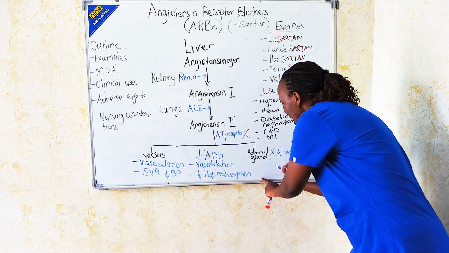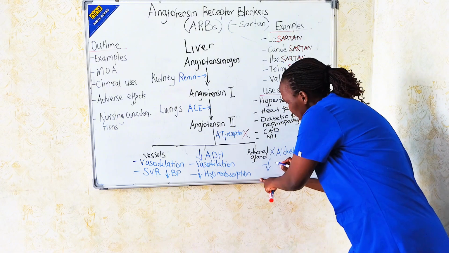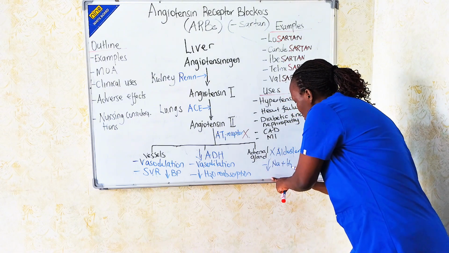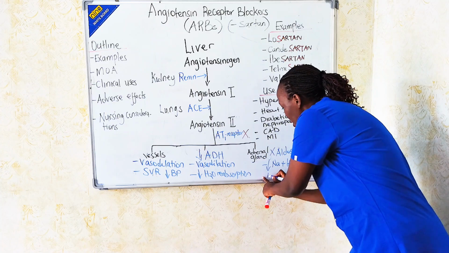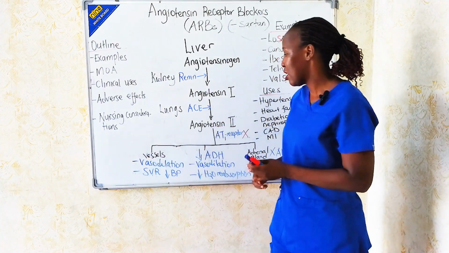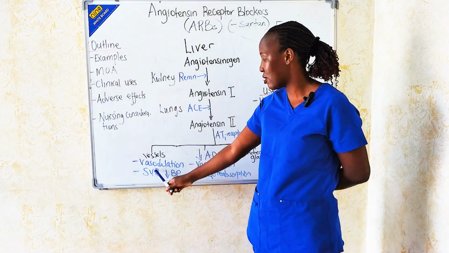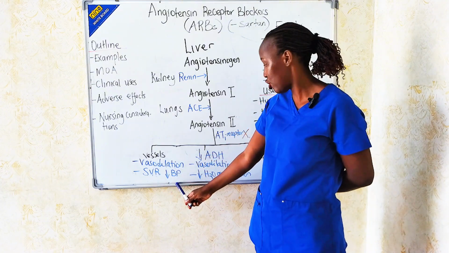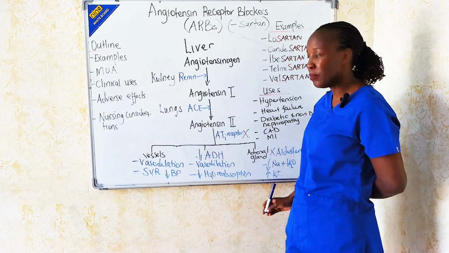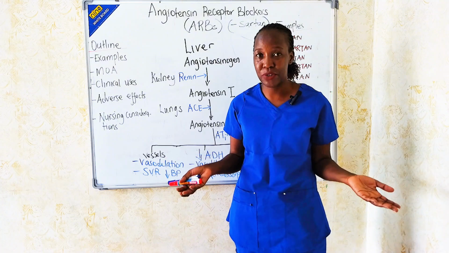And then what will happen is that we are going to have a reduction in the reabsorption of salt plus water, and we are going to retain potassium. After causing this, you find that because we have dilated the vessels and reduced resistance within them, and therefore reduced the pressure, and then we have also reduced the fluid volume, they are going to reduce the preload and afterload.